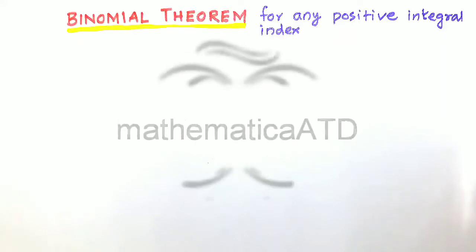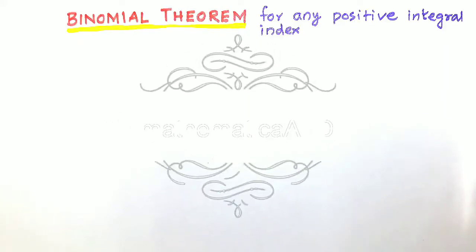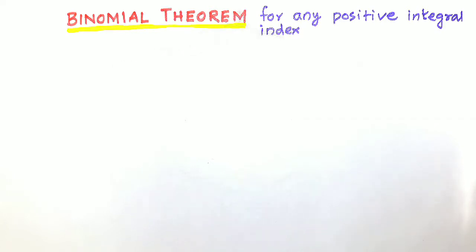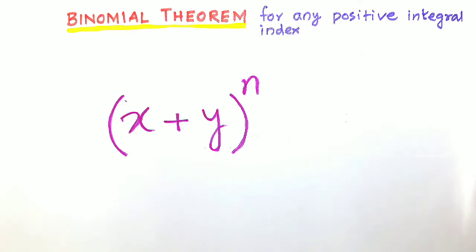Friends, what happens when you multiply a binomial by itself as many times as you want? In other words, we want to expand (x plus y) to the power n for any positive integral index n.